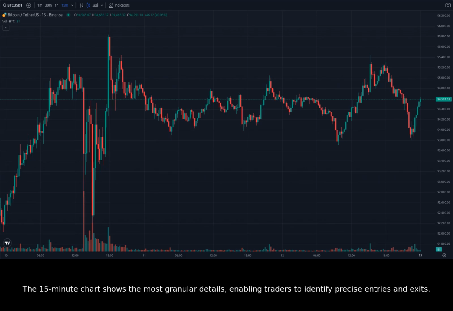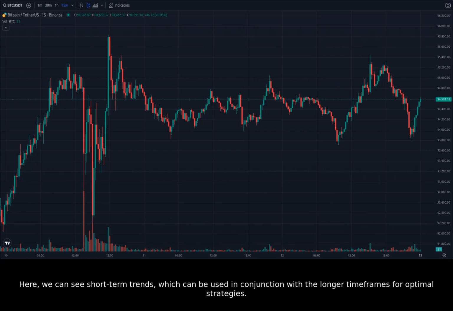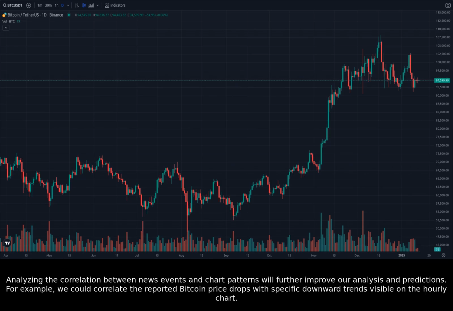The 15-minute chart shows the most granular details, enabling traders to identify precise entries and exits. Here, we can see short-term trends, which can be used in conjunction with the longer timeframes for optimal strategies. Analyzing the correlation between news events and chart patterns will further improve our analysis and predictions.